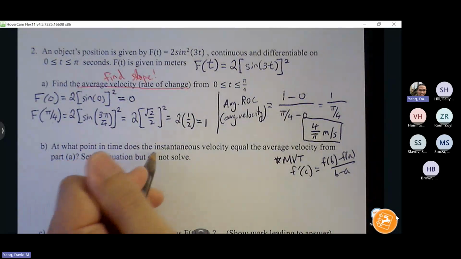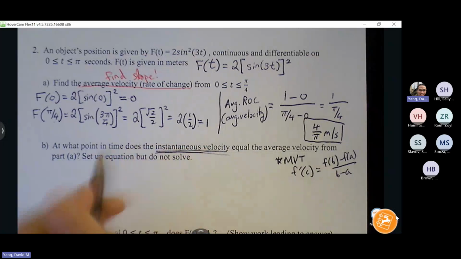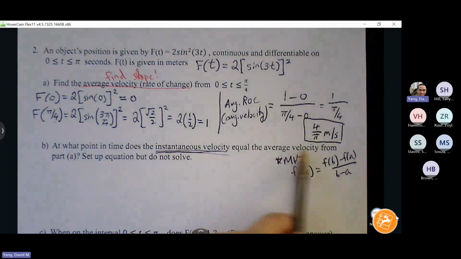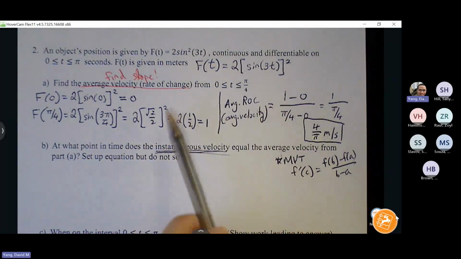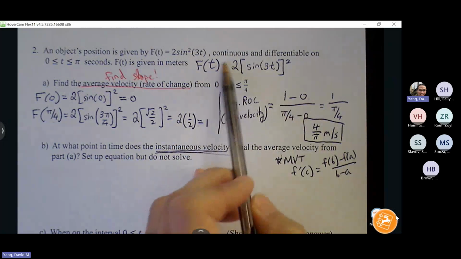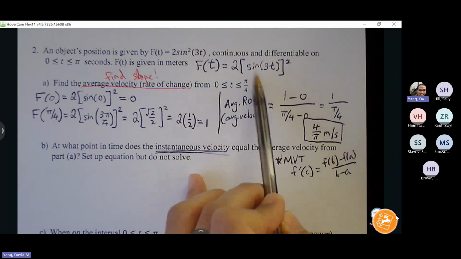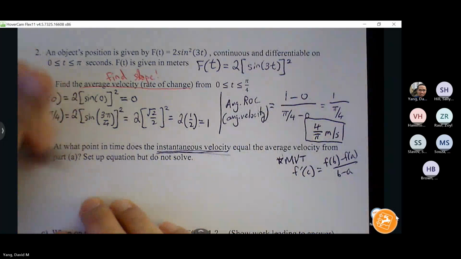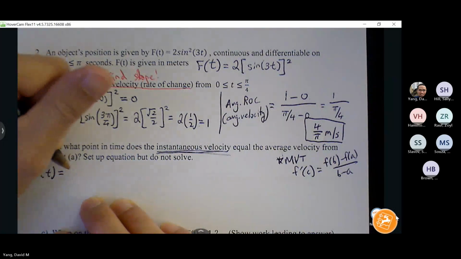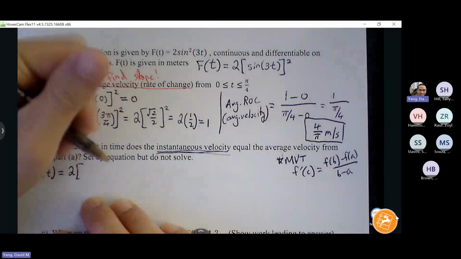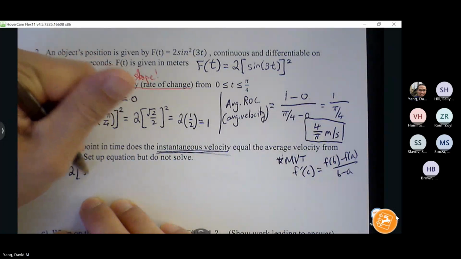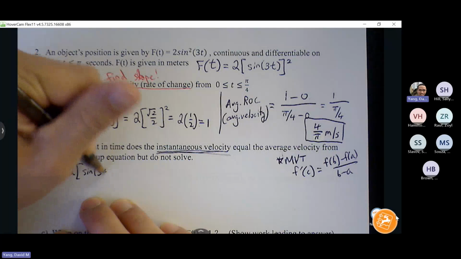That's where the instantaneous velocity comes in. That just means find f prime. The average velocity is just f of b minus f of a over b minus a. So for instantaneous velocity, we've got to find the derivative. To find the derivative, what's involved here? We've got to use what? We've got that bracket squared, right? Chain rule.